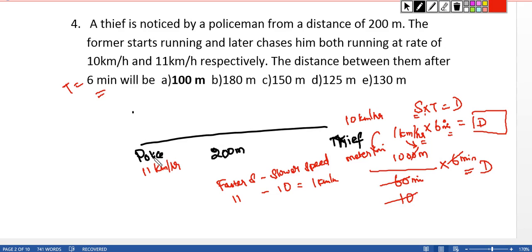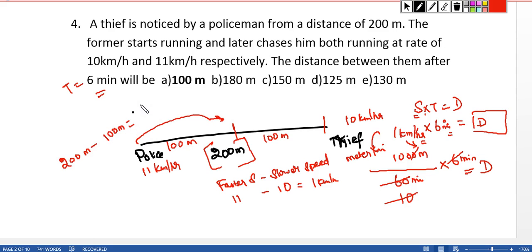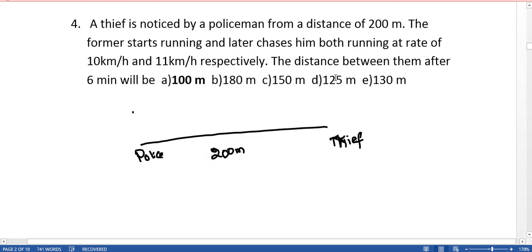So what happens now is that the police has caught up nearer to the thief. Earlier the distance between them was 200 meters. Now the distance between them would be just 100 meters because he has already traveled 100 meters. So the distance between them would be 200 meters minus the distance traveled, which is 100 meters. So the distance between them would be 100 meters. That is the answer for our fourth question.